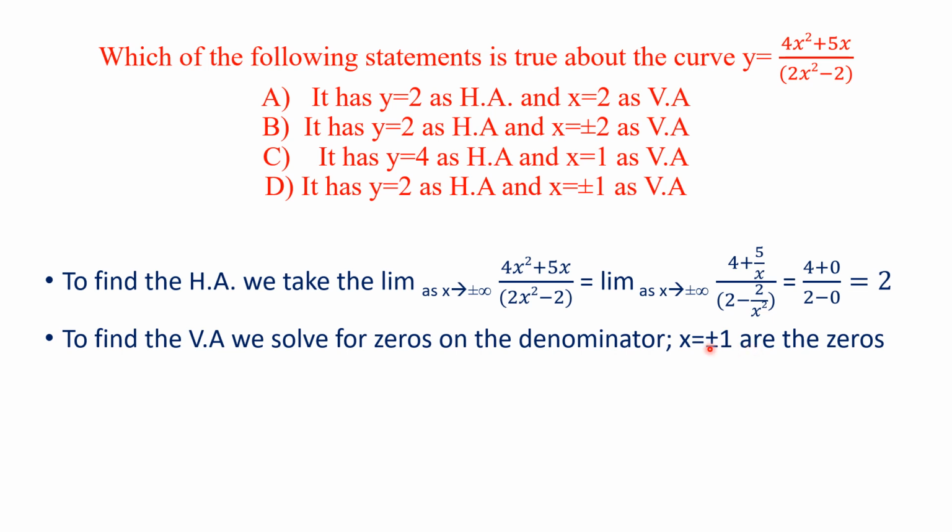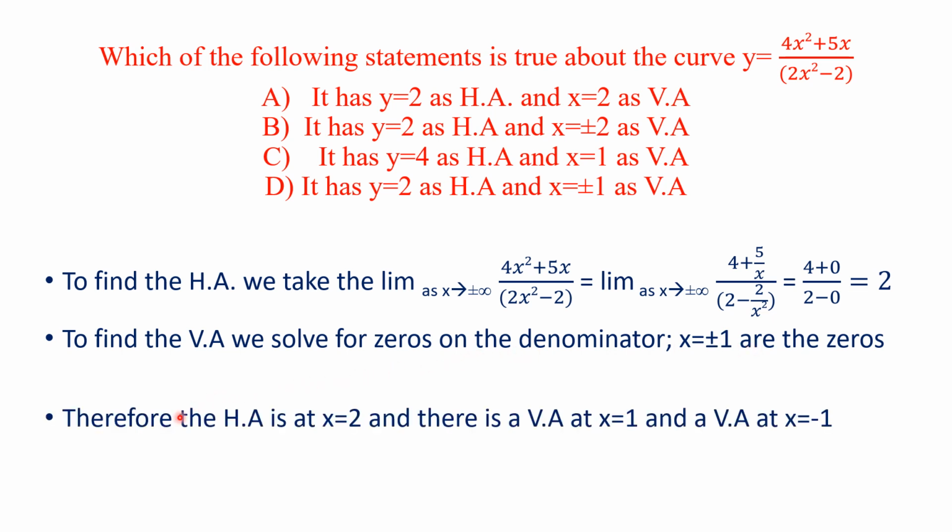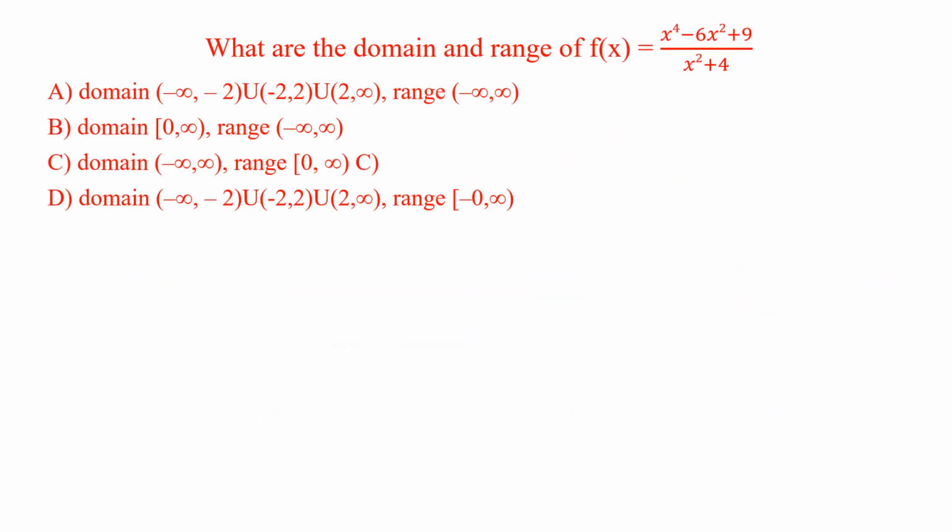Now we can summarize that the horizontal asymptote is found at 2, and there is a vertical asymptote at x equal to 1, and also a vertical asymptote at x equal to negative 1. And this will help us identify the correct answer, which is option D. The next question is as follows.